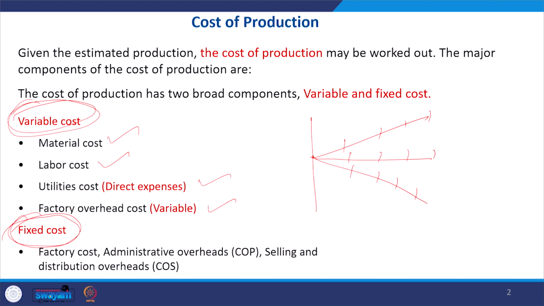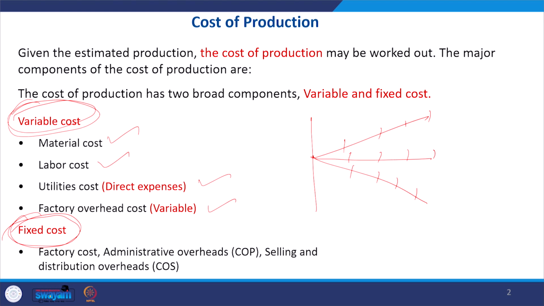Normally these costs depend on production: if you go for more production, more material will be required, more labor will be required, and utilities and factory overheads will be required. So it basically has a linear relationship with the production volume. The larger the volume of production, the larger the variable cost is going to be.